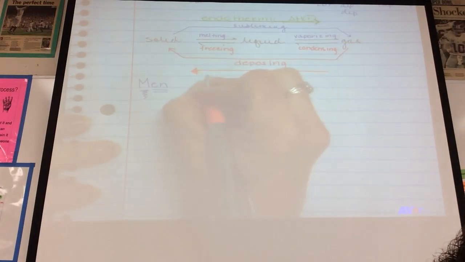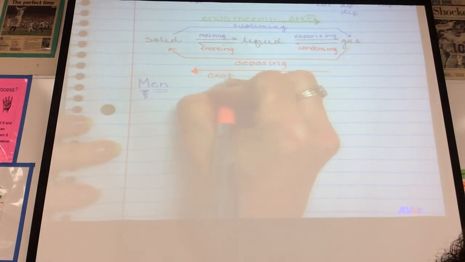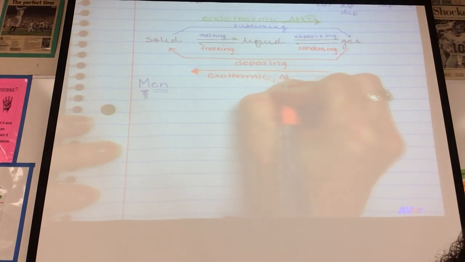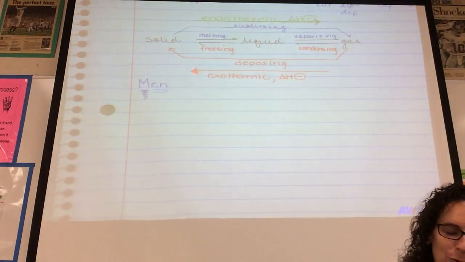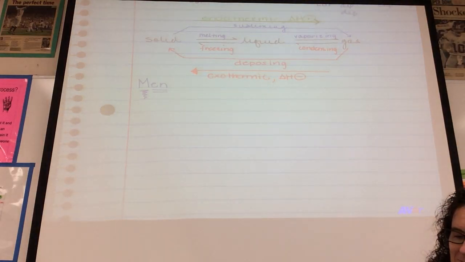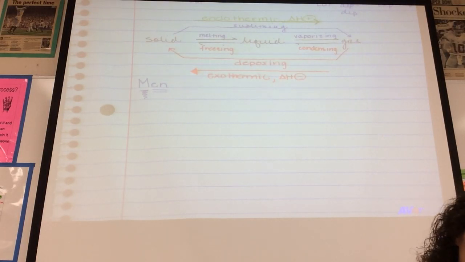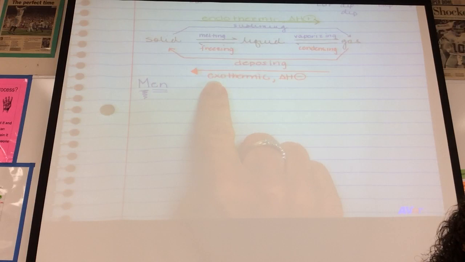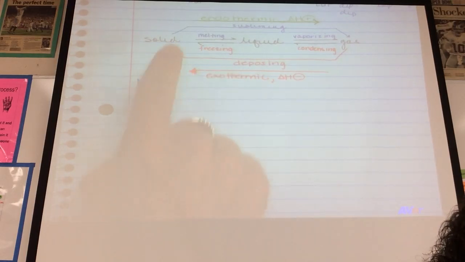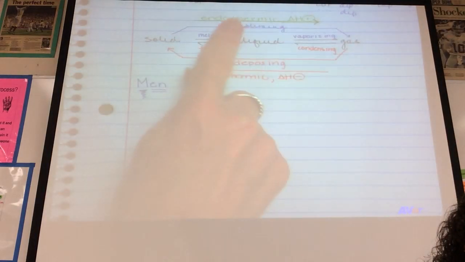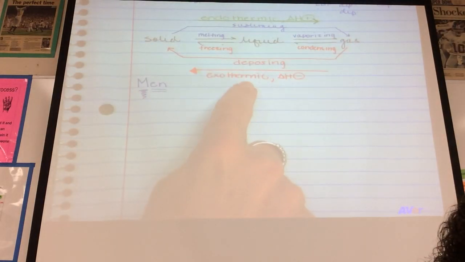In this direction, exothermic, and delta H is negative. This is the release of heat. Very important to know endo versus exo. We'll get into it more in our chapter on thermo, but you've got to know solid to liquid, liquid to gas is endo, and in the reverse direction it's exo.